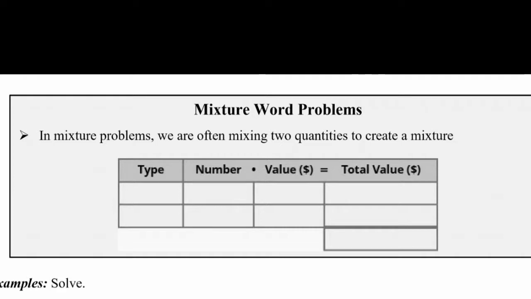Today we're going to talk about mixture word problems, and these are word problems in which you're mixing two types of quantities together to make a new mixture. Usually you've got a more expensive quantity and you're mixing it with a slightly less expensive quantity to make a quantity that is priced someplace in between.